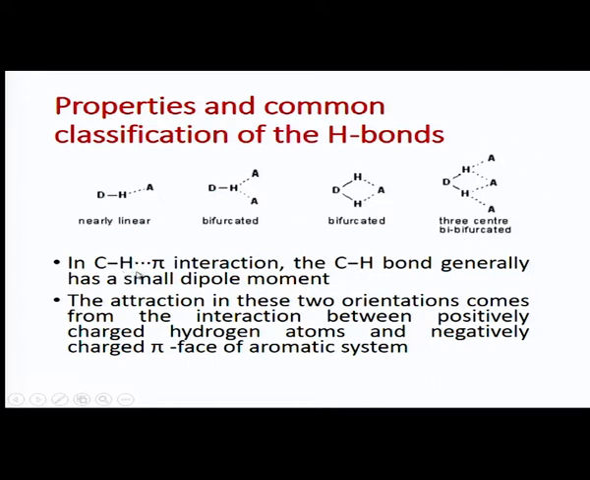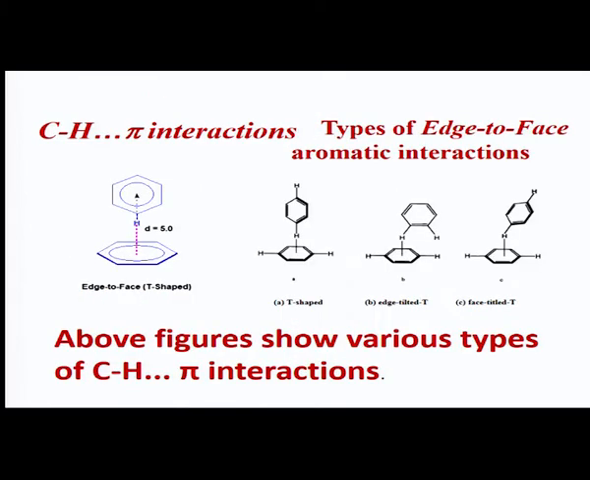Generally, in CH-pi interaction, the CH bond has a small dipole moment. The attraction in these two orientations comes from the interactions between the positively charged hydrogen atoms and the negatively charged pi face of the aromatic system. So, let us see pictorially what we mean by the CH-pi interactions and what are the various types of edge to face aromatic interactions.